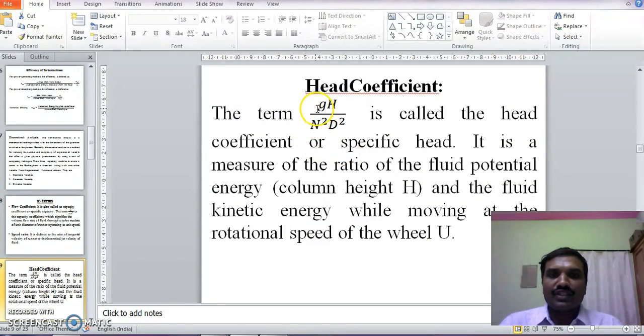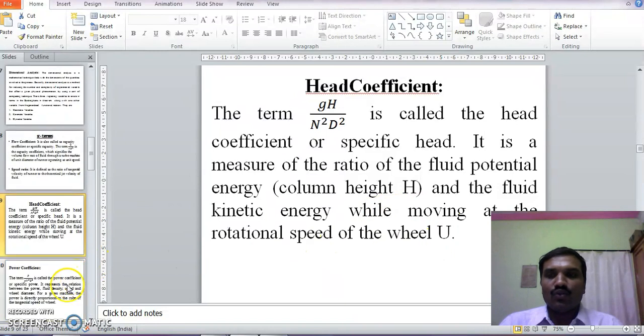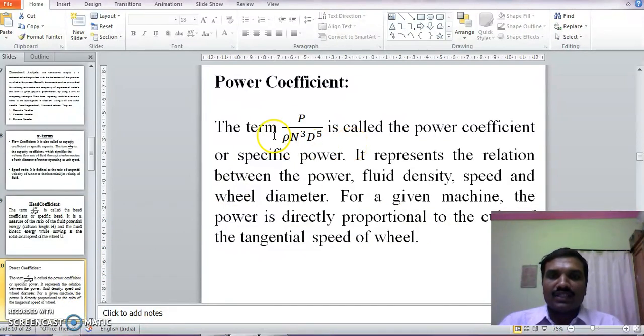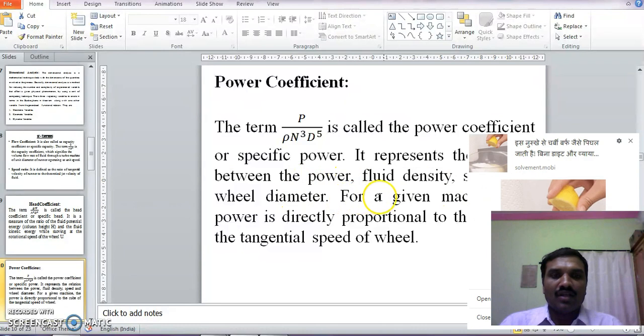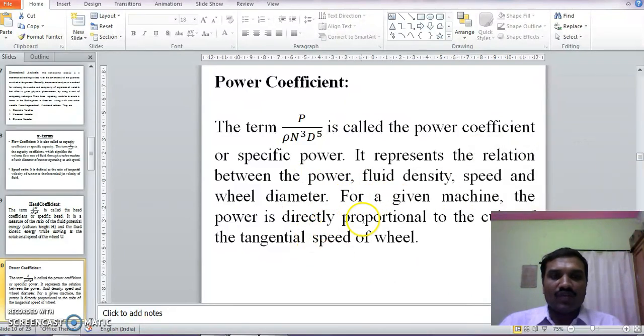Coming to head coefficient, the term gH divided by N squared D squared is called the head coefficient or specific head. It is a measure of the ratio of fluid potential energy and the fluid kinetic energy while moving at the rotational speed of the wheel U. Coming to power coefficient, the term P divided by rho N cubed D to the power 5 is called power coefficient or specific power. It represents the relation between the power, fluid density, speed, and wheel diameter. For a given machine, the power is directly proportional to the cube of the tangential speed of the wheel.